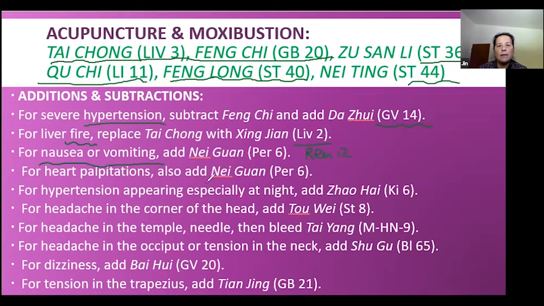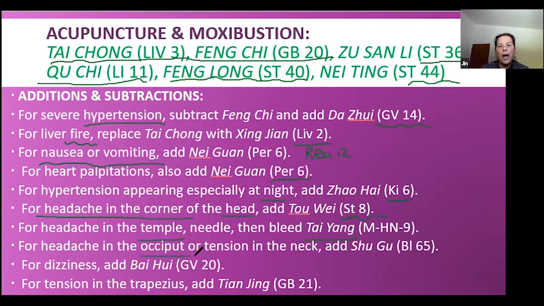Heart palpitations, we still go to Pericardium 6. And at night, we add kidney 6. Headache, especially in the corner, side part of the head, gallbladder 8 is there, the local points. Headache in the temple, we go to the Taiyang acupoints.